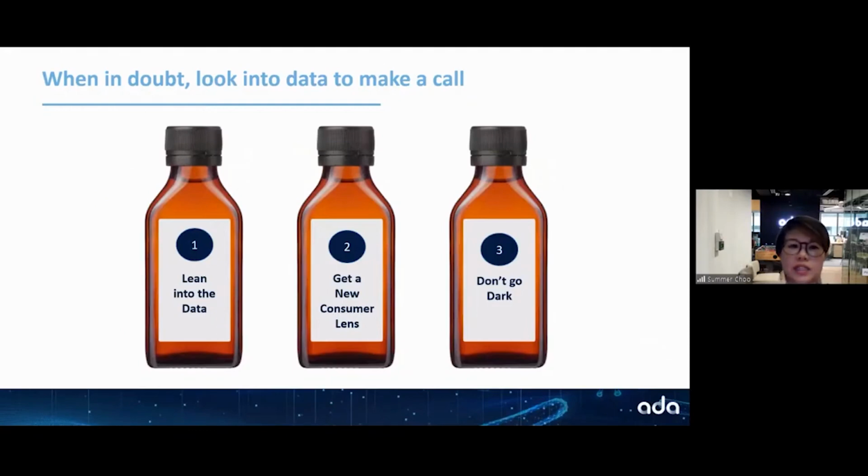So I end off with this slide. When in doubt, always look into data to make a call. And one thing to take away from this, I hope, would be always look at past data to make a deterministic call, and don't do hypotheses or predictions. Look at the data that you have on hand. If you don't have your own data, look at what other sources you can draw data from.